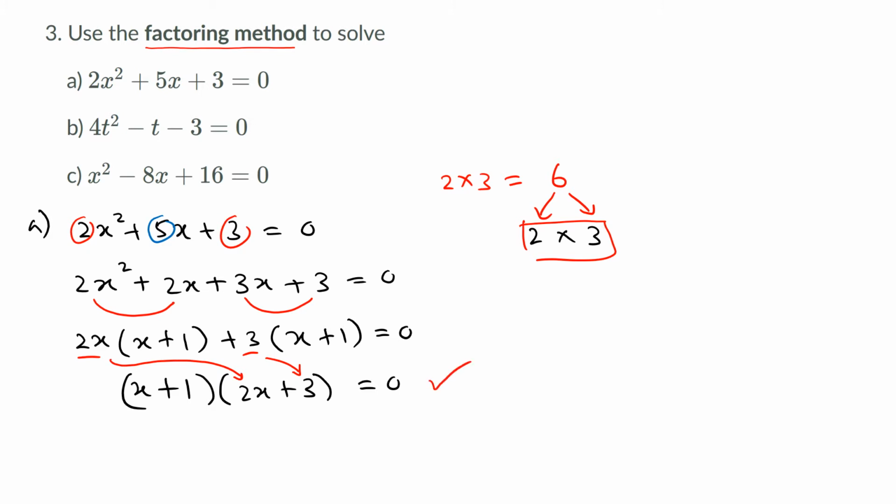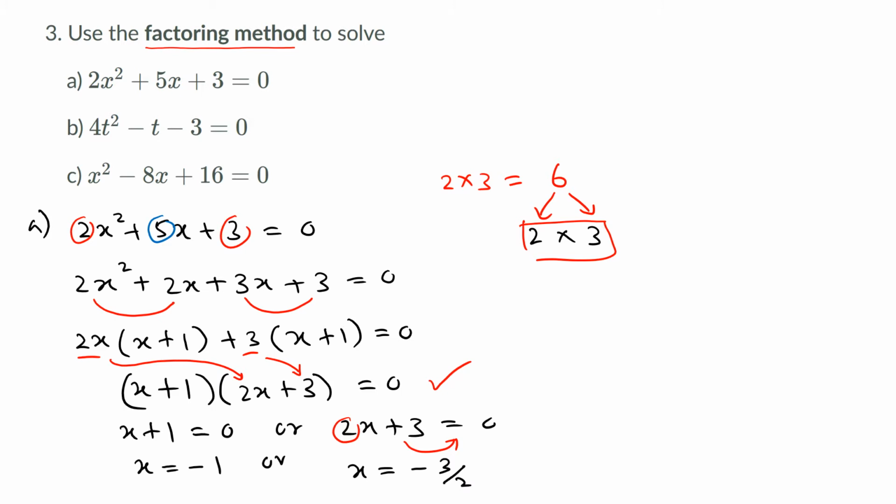Now what we do, you set each factor equal to 0. So this means x plus 1 equals 0, or 2x plus 3 equals 0. If you subtract 1 from both sides, x equals -1. To solve this one, you first move plus 3 to the other side. That means it's going to be -3 and then divided by 2. So you get x equals -3 divided by 2.